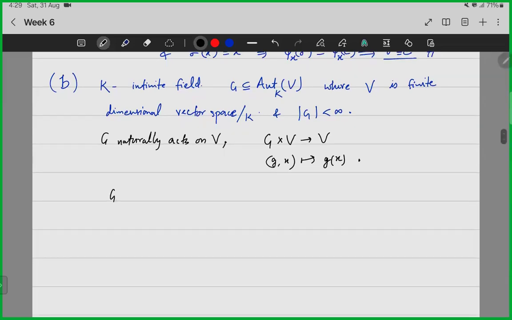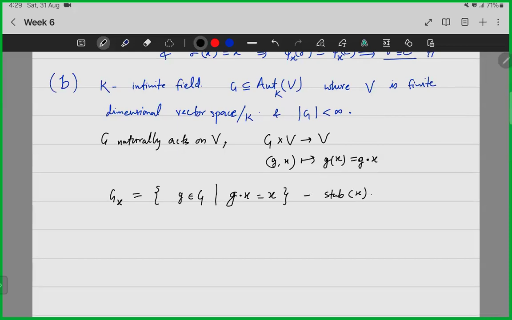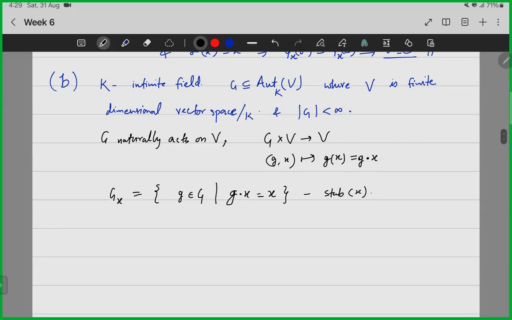What is a stabilizer? First, let's recall this. G_x is those elements of G which fix x. This is also written like G.x, whatever you prefer to write. Those elements of G which fix x. This is our stabilizer. This name is stabilizer only.